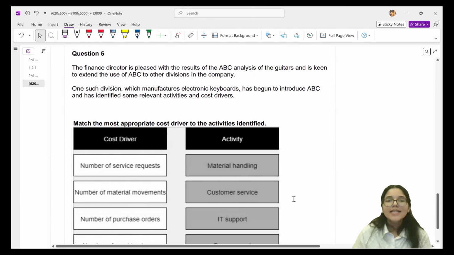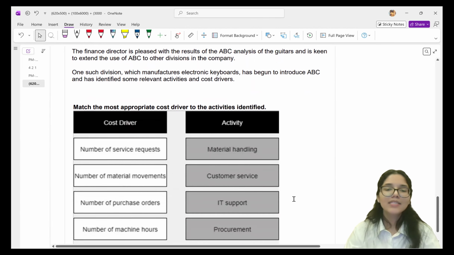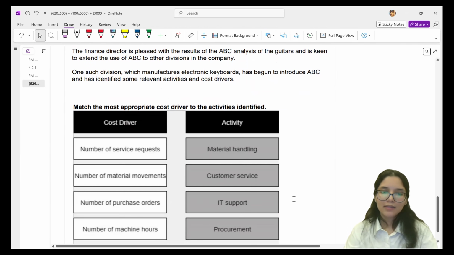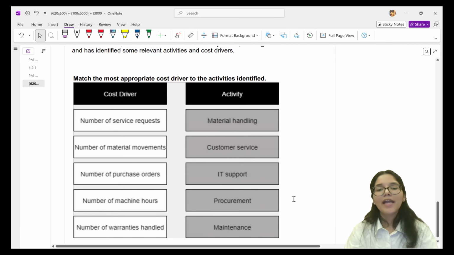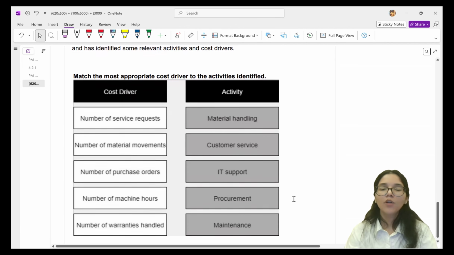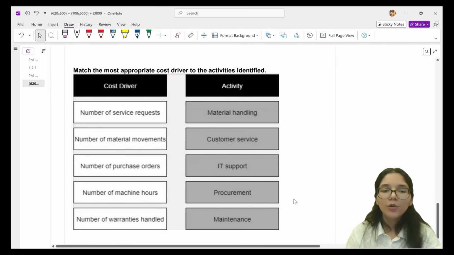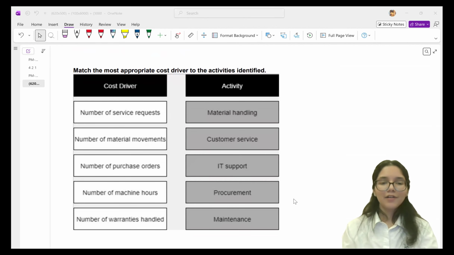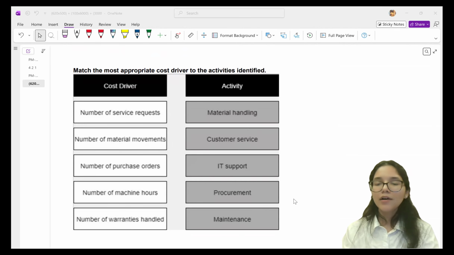The finance director is pleased with the results of the ABC analysis of the guitars and is keen to extend the use of ABC to the other divisions also in the company. One such division, which manufactures electronic keyboards, has begun to introduce ABC and has identified some relevant activities and cost drivers. You have to match the most appropriate cost driver to the activities that have been identified. Different costs are given to you, and you have to link which activity they will relate to.